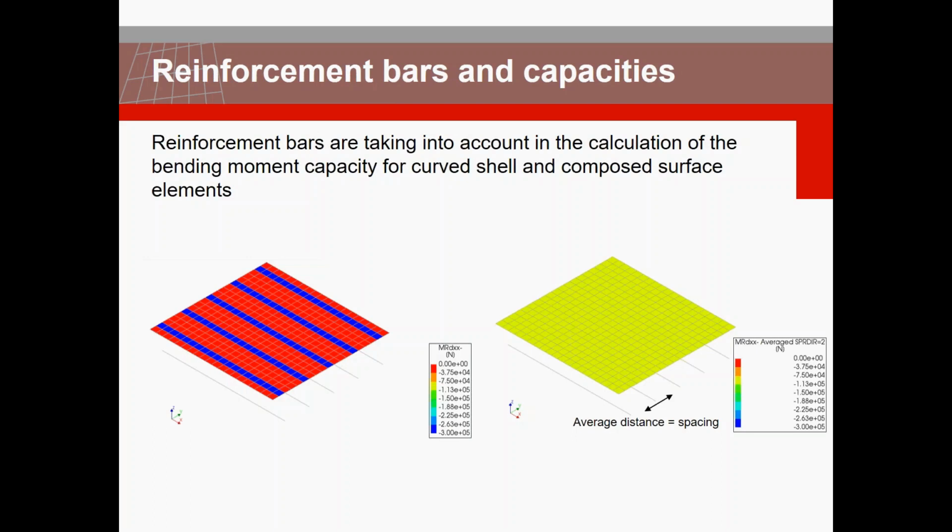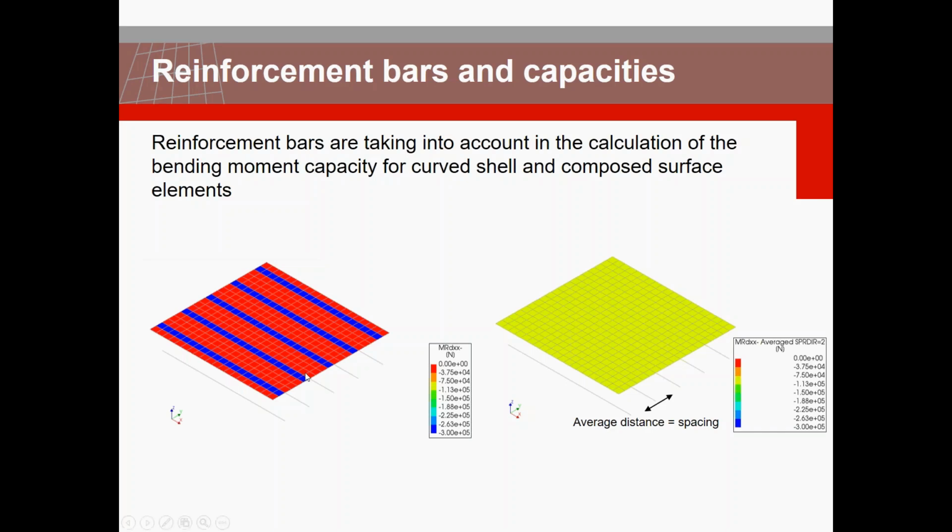In Diana 10.4, it is also now possible to use and model reinforcement bars in the calculation of the capacity for shell elements and composed surface elements. Previously, only grids were considered, but this new feature makes it much more flexible in application. So the reinforcement bar only contributes to the elements where it's in.